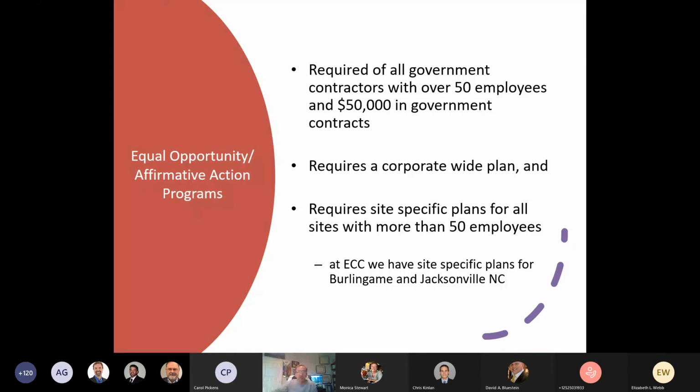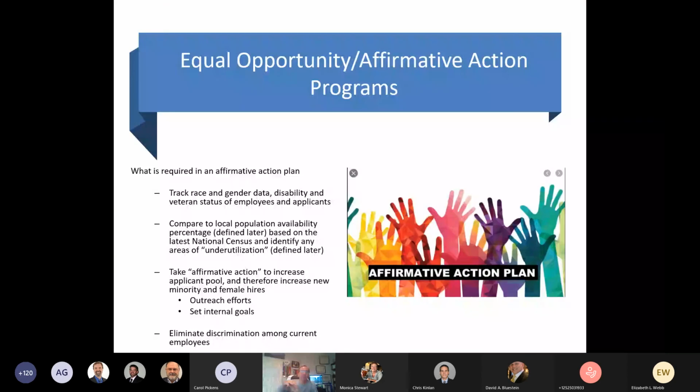In that plan, what do we do? We track the status of all job applicants. So we're not just tracking our workforce, but we're also tracking everyone who's interested in joining our workforce. We then compare that data to the local population that's available for that office or that project, as the case may be. What we do is we then identify areas of underutilization, and I'll talk about what that means in a subsequent slide. Once you identify that underutilization, then you take what we call affirmative action to increase your applicant pool and also therefore increase your new minority and female, disabled, and veteran employees.